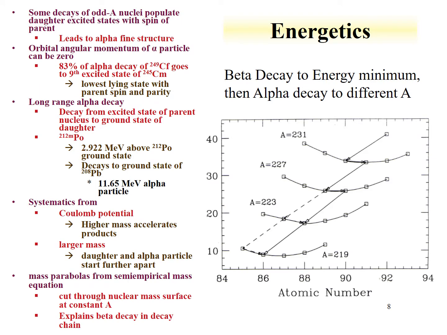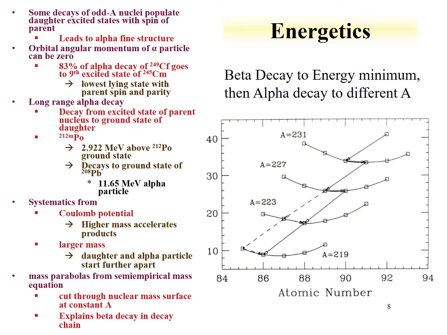As we discussed earlier, alpha particle emission can often demonstrate fine structure. And this is due to the fact that, during the decay, the parent can decay to an excited state of the daughter. And this is often due to the fact that the daughter nucleus and the parent nucleus spin and parity need to match up to a certain degree.